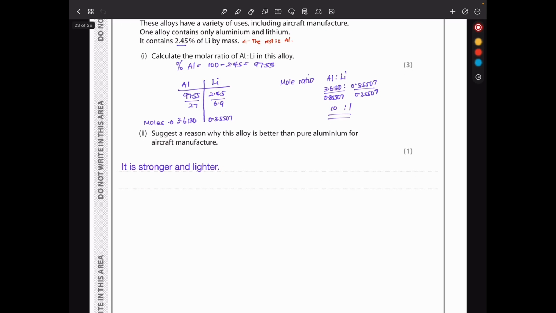And next they ask us to suggest a reason why this alloy is better than pure aluminium for aircraft manufacture. Aircraft prefer things that are light and strong, so if this alloy is better, it's going to be lighter and maybe stronger.